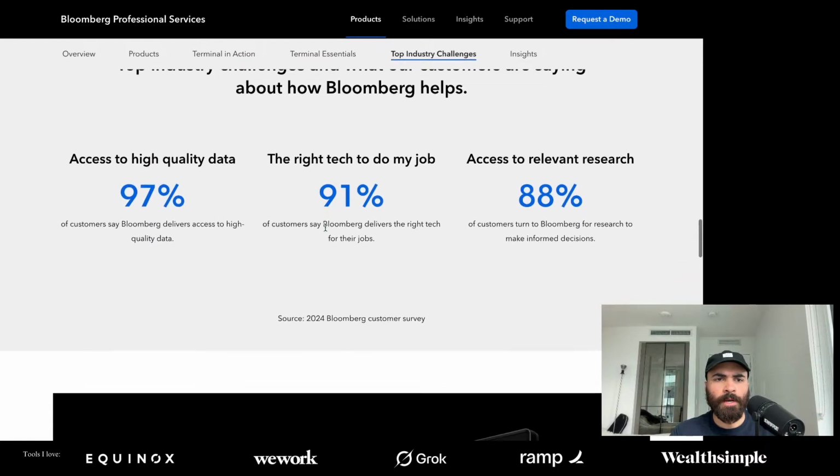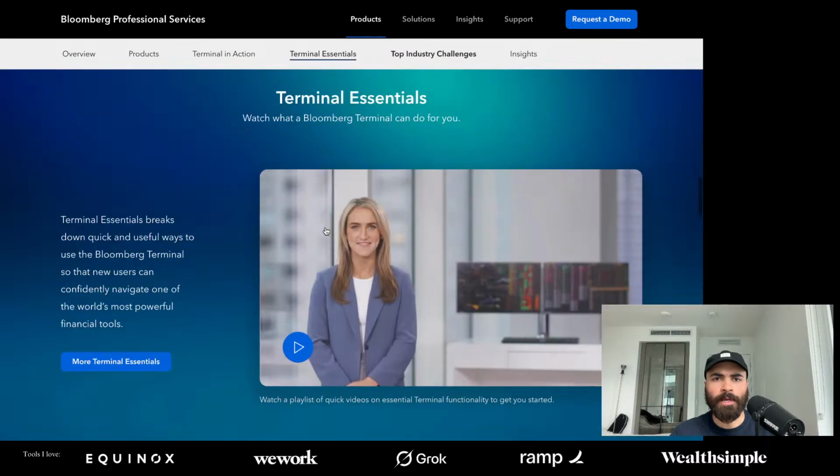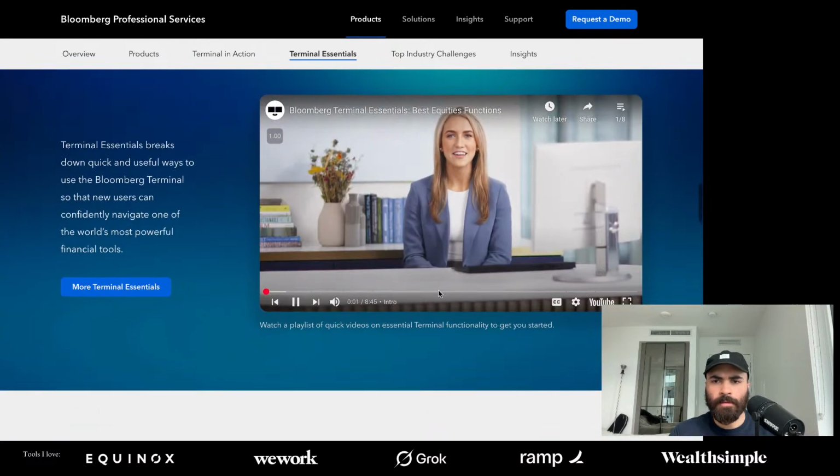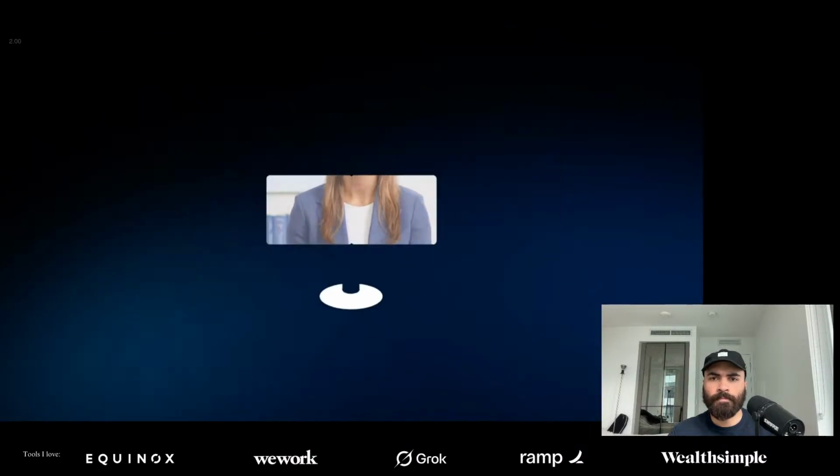Access to high quality data. 97% of customers say Bloomberg delivers access to high quality data. Rapidly. Do you have the tools to quickly sort through a sea of data and make informed decisions? I'll give you a hint. You do, with the Bloomberg terminal on your side.